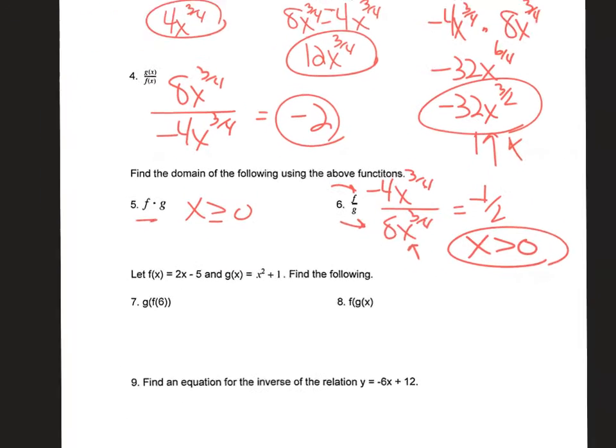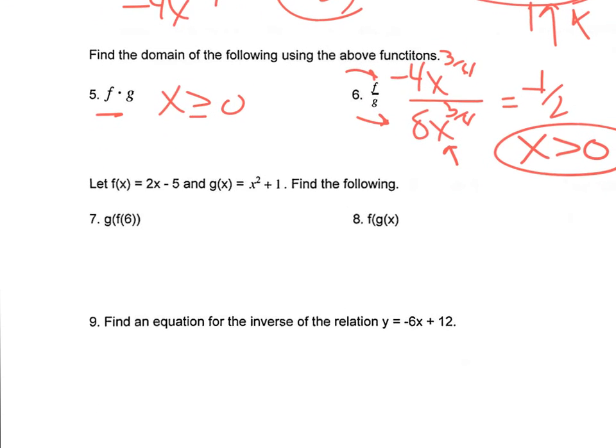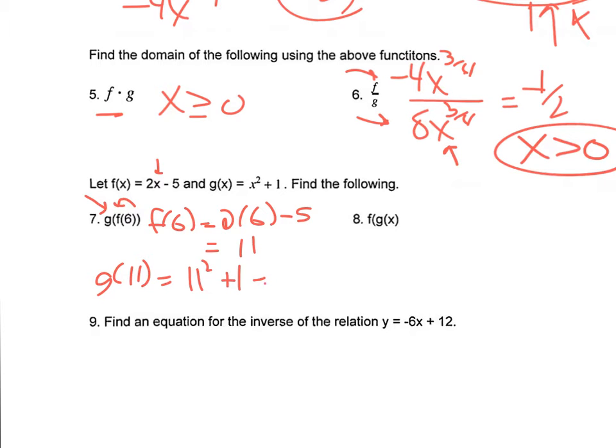Let's keep going. Number 7 says g of f of 6. Remember how we did this week? We took the 6 first of all. I'm going to take that 6 and plug it into function f, which is right here. So f of 6 is 2 times 6 minus 5. If you work that out, that's 11. Then I'm going to take the 11 and plug it into function g. So you're kind of working backwards. So I'm going to do g of 11. Plugging that in, I get 11 squared plus 1, which is 122. That's it.